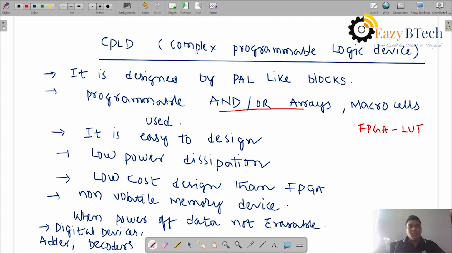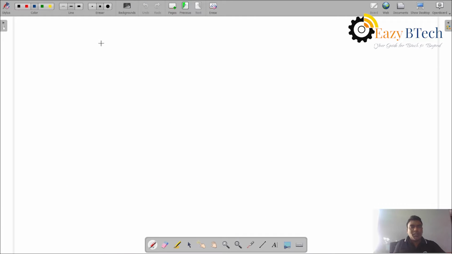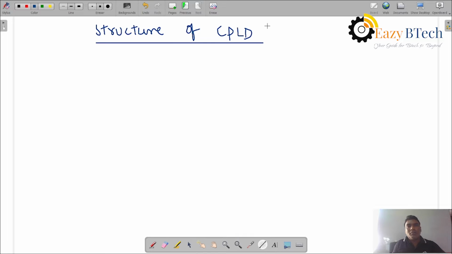So let us see the structure of CPLD. It will be asked in the external examination. So you can write down what a CPLD is and how it is designed.